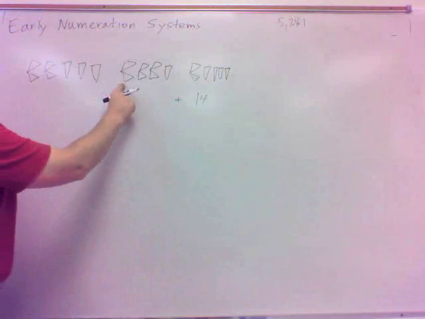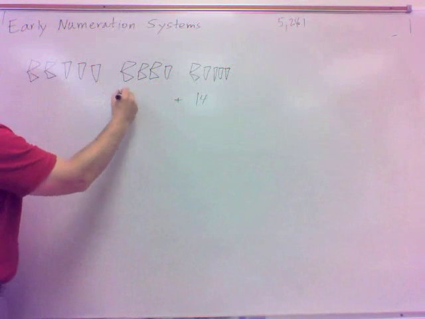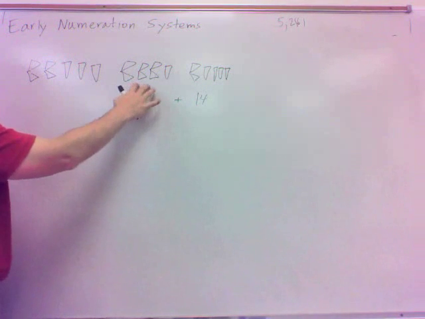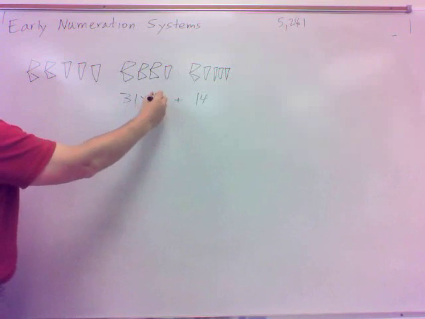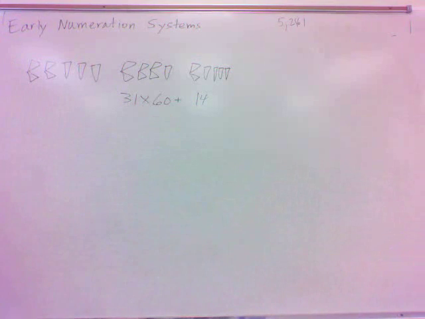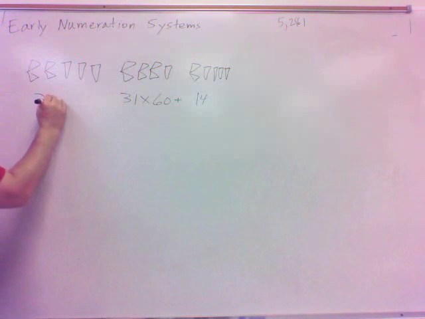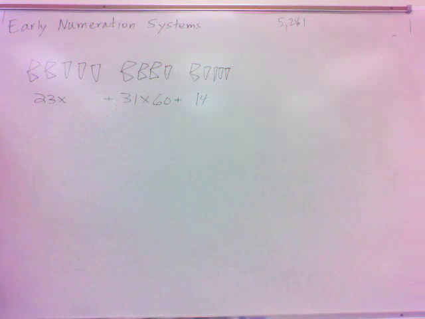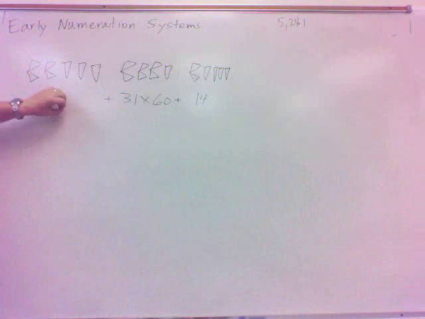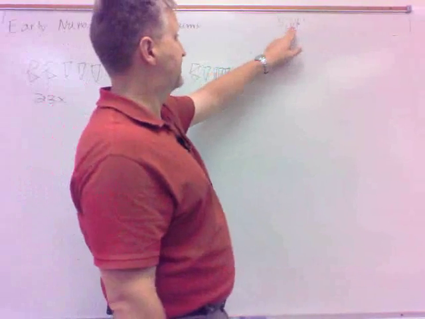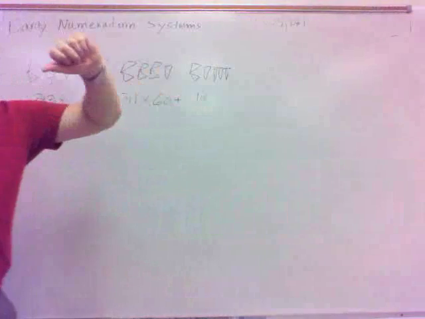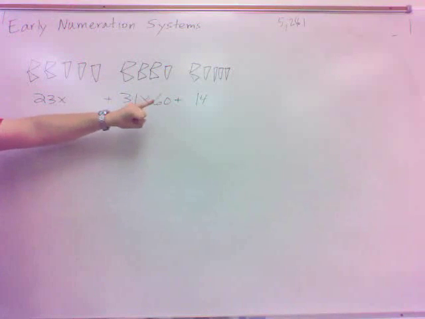All right, what about this group? Well, we got 31, but it's the second group from the right. So we've got to do what? Multiply it by 60. But then I have the third group, which is 23, and it's not going to be multiplied by 60 because we've already done that for the previous group. We've got to increase a little bit. Just like ours, we go up 10, hundreds, thousands. Theirs goes up basically the same way, but with 60s.